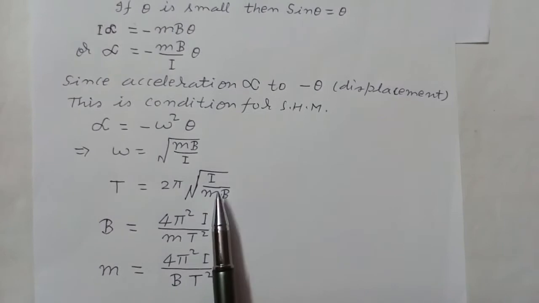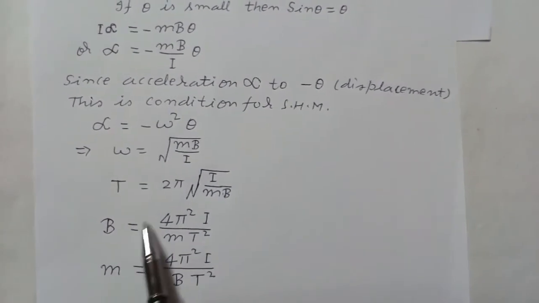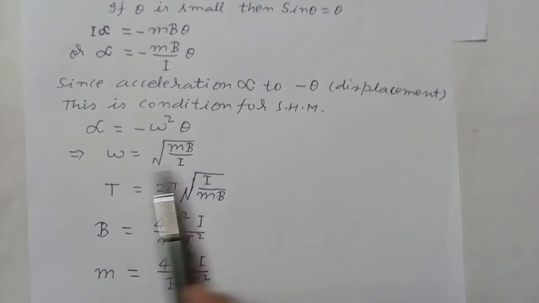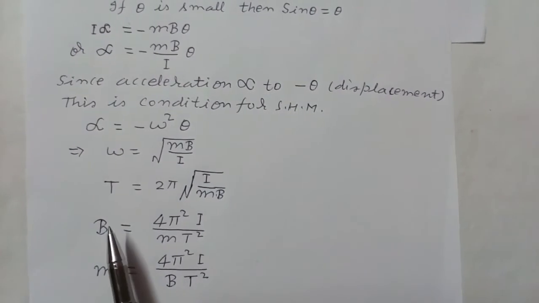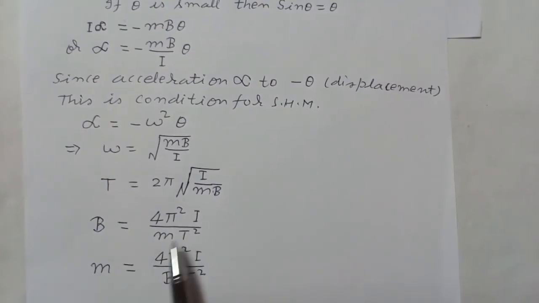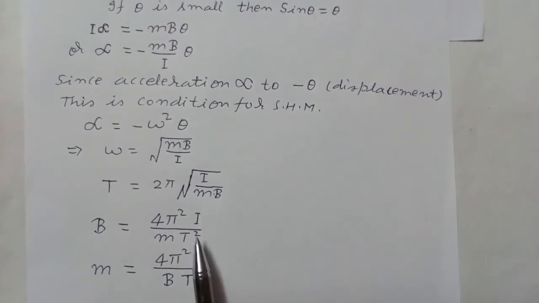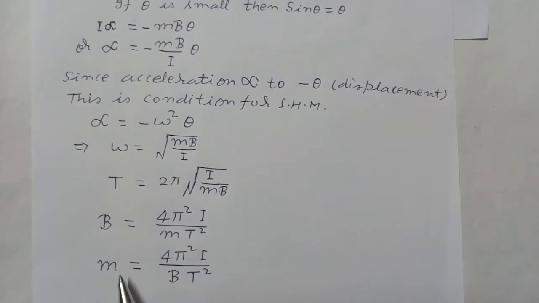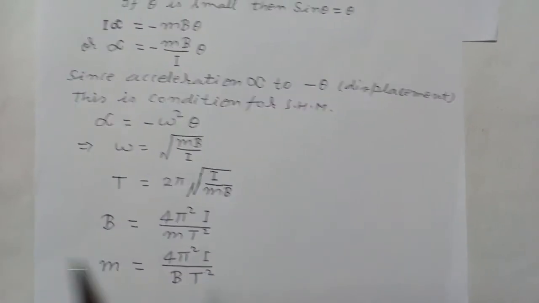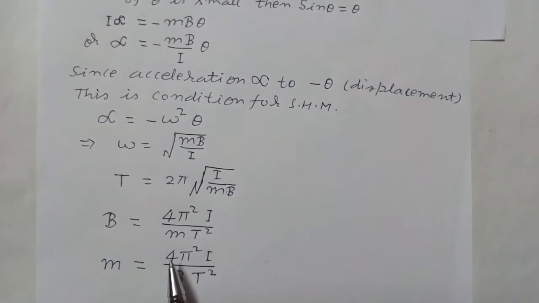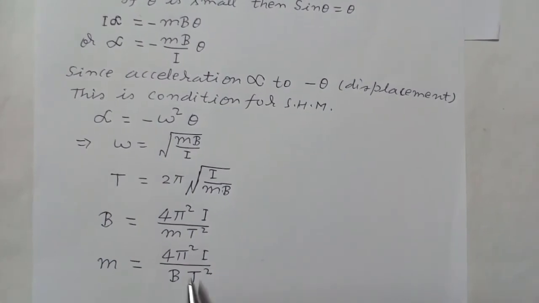Now from here you may calculate B. Square both sides and arrange the terms. So B is equal to 4 pi square I upon mT square. Or we may calculate the magnetic moment also. If B is known to us, then m is equal to 4 pi square I upon B T square.